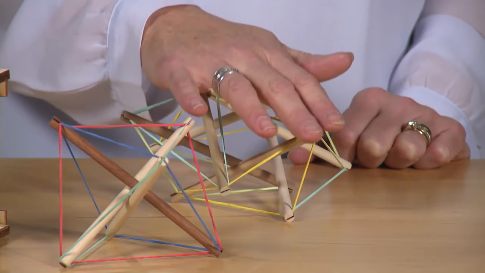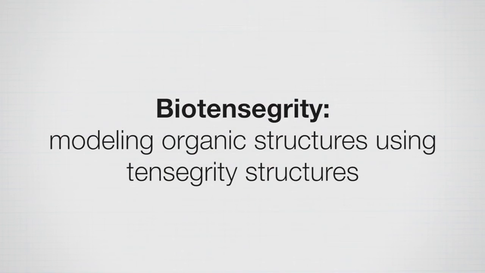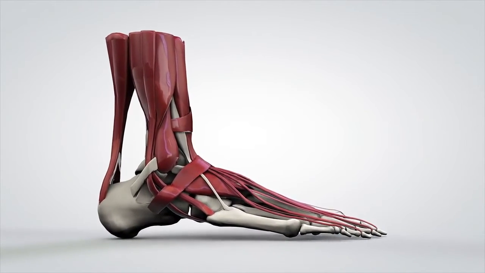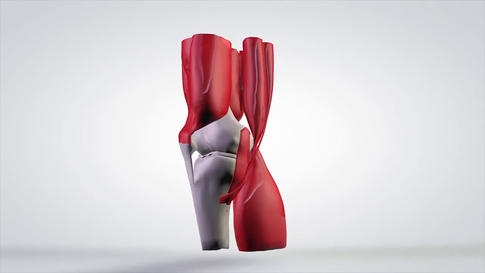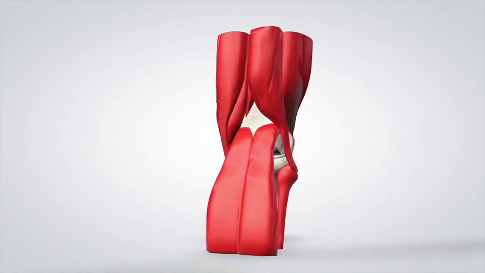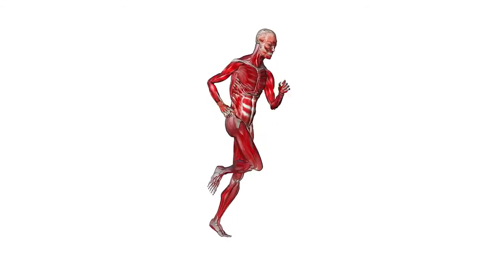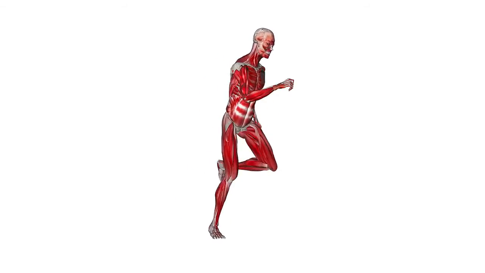Tensegrity models have been used to model the body, and it's called biotensegrity. So in a biotensegrity model, which is just, again, a model of the human body, the bones are the compression elements and the muscles are the tension elements. The biotensegrity model tends to be less rigid, so there's some flex in these tensegrity models, but most people feel it does a better job of representing the interaction between our bones and muscles.